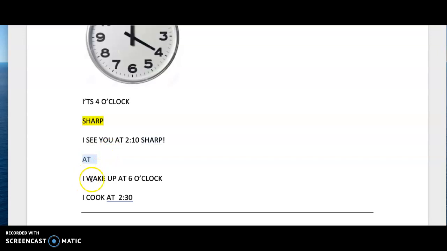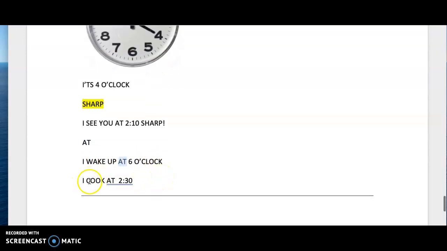Now we have at, but what is this? For example, I wake up at 6 o'clock. Yo me levanto a las. So at is a las. Yo me levanto a las 6 en punto. Or I cook at 2:30. Yo cocino a las 2:30.